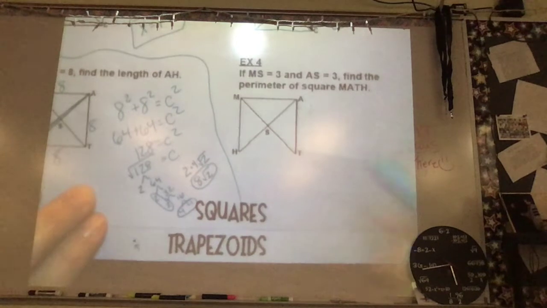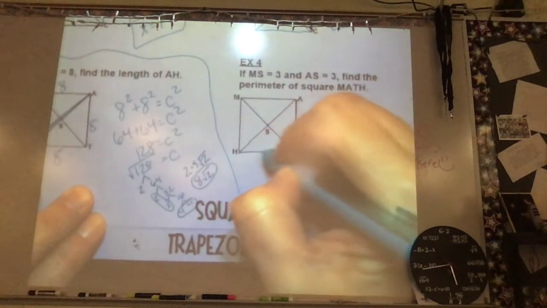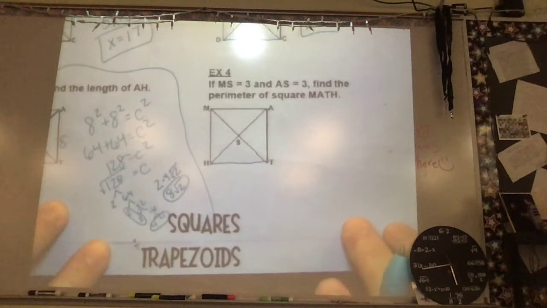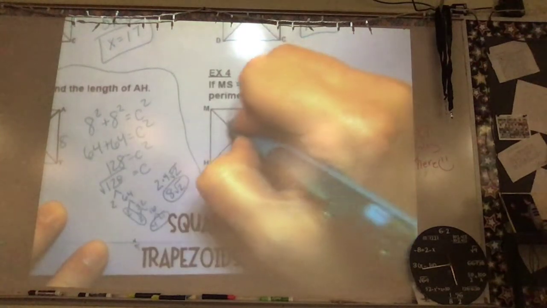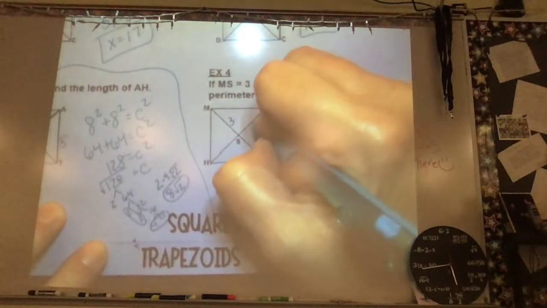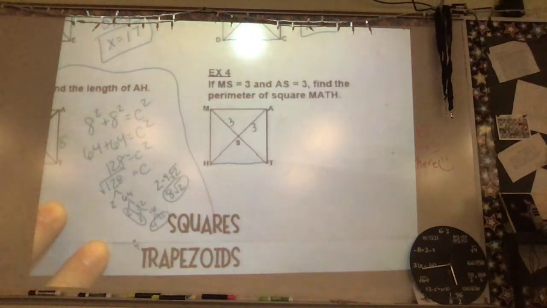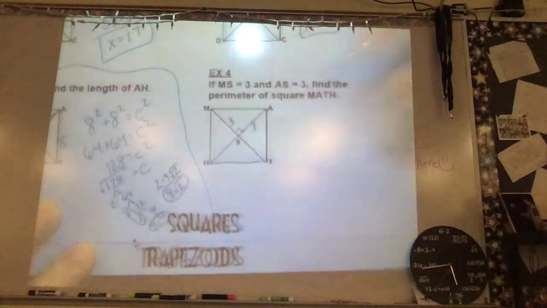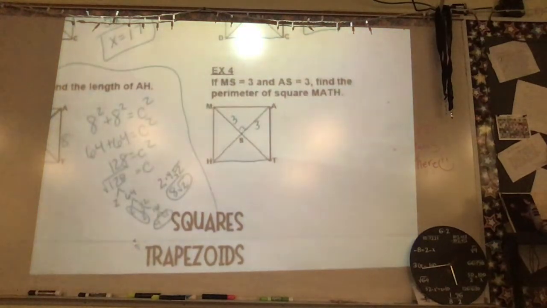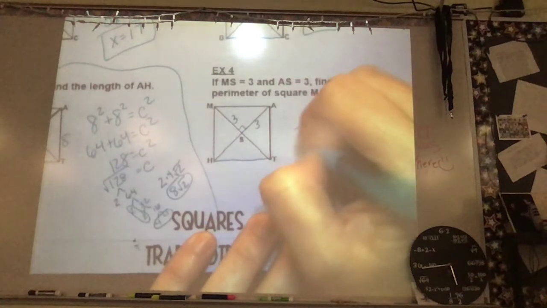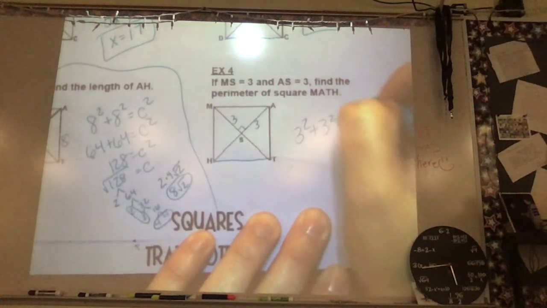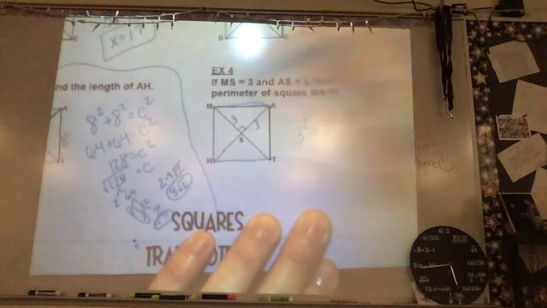Okay, in example 4, we're going to make the assumption that they intended for H and T to meet. Okay? This says that MS is 3, and that AS is 3. This wants you to find the perimeter of square MATH. So this is another situation where it would be a beautiful thing if you knew how to do special right triangles. 3 squared plus 3 squared equals side MA squared, because that's representing your hypotenuse here.